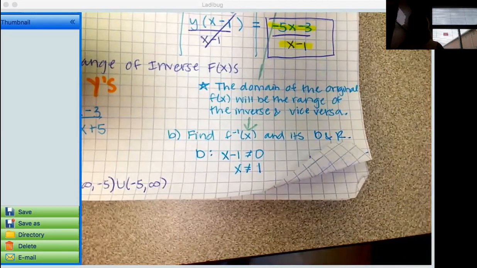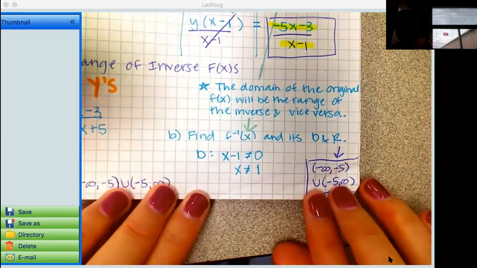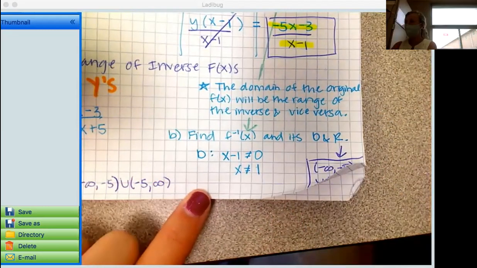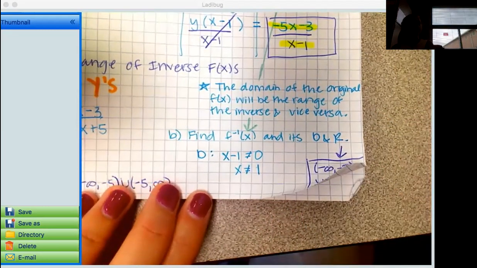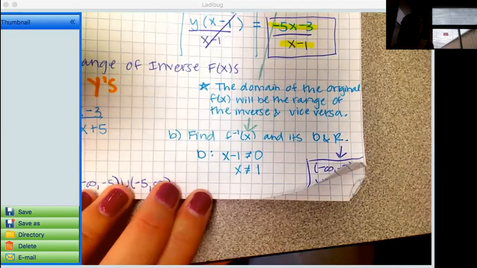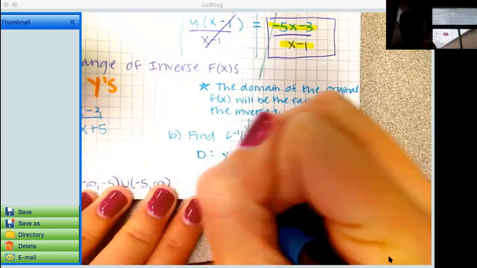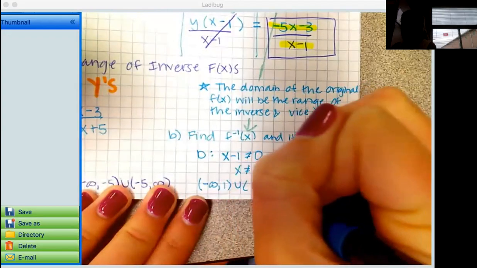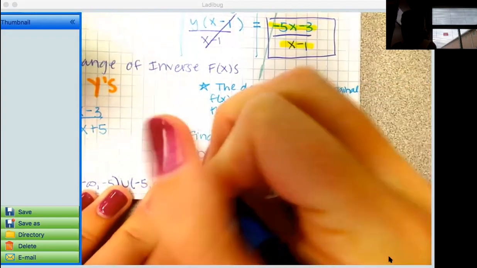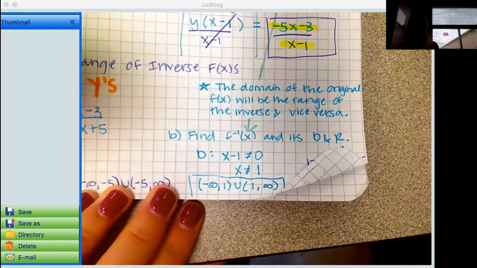All right, so how do I write that? Not everyone at once. That was sarcasm. How do you write the domain? There we go, negative infinity to 1, union. There we go. Here's your domain.